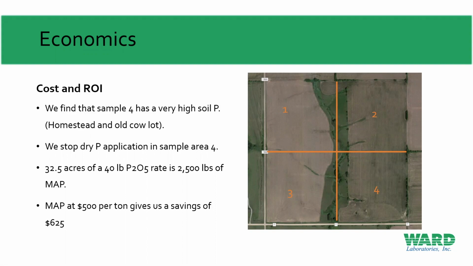For easy math, let's just say our MAP was going at $500 a ton at the local co-op. So by saving 2,500 pounds, that was $625 on fertilizer that we did not spend because we took the soil sampling. So there we were. We spent $315 to go sample. We just saved $625. So for every dollar we put into it, we got $2 back. That's just a great return on our money there.